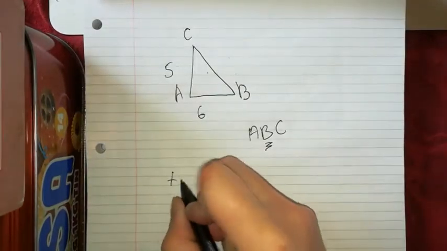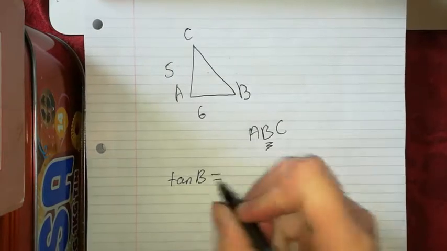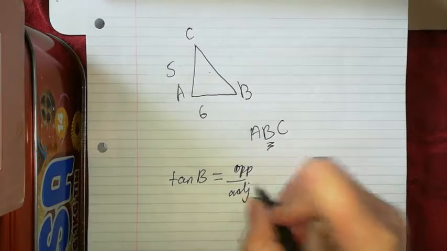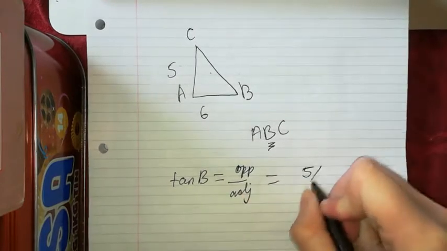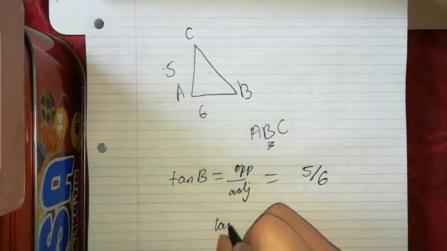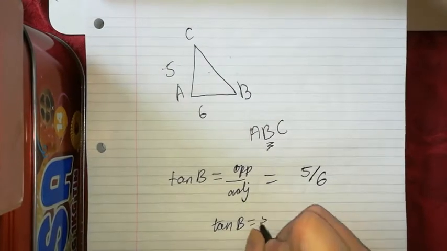So tan of B is going to be opposite over adjacent. So tan is going to be 5 over 6. This is the opposite, this is the adjacent. So tan of B is 5 over 6.